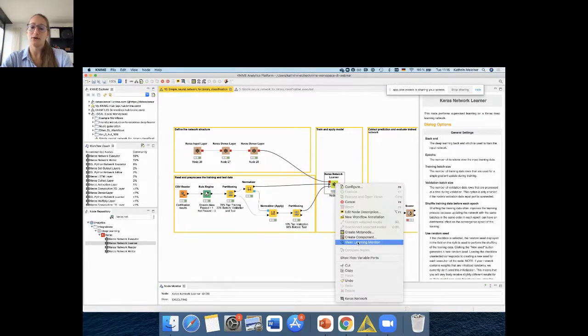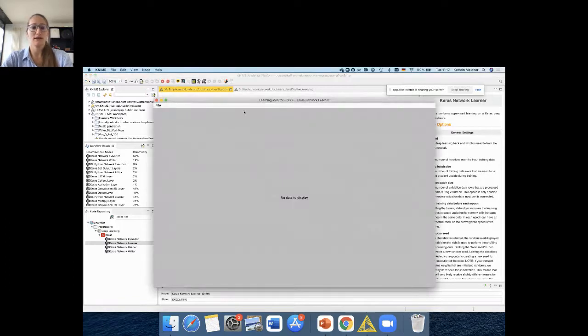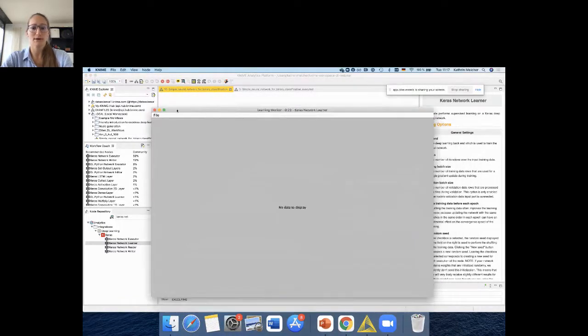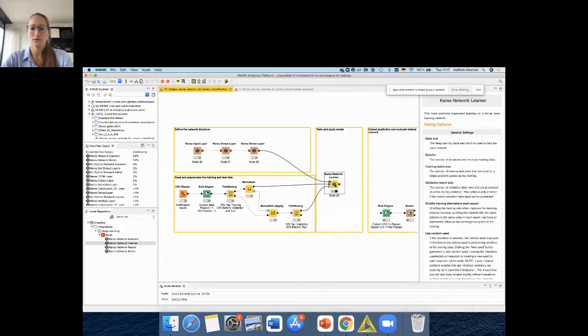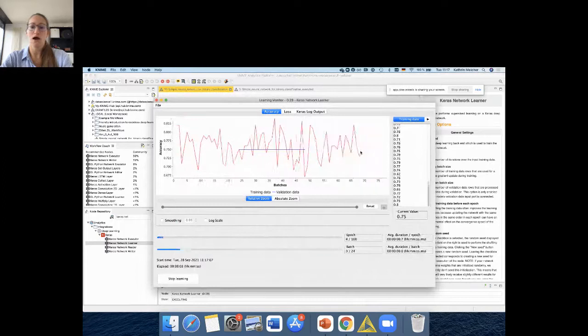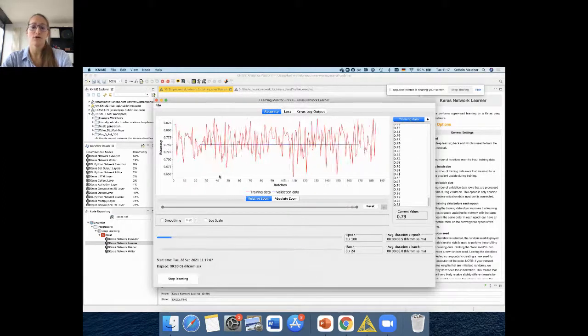While this network is executing, I also have an interactive view, which should come up in a second, which shows me how the learning process improves over time.